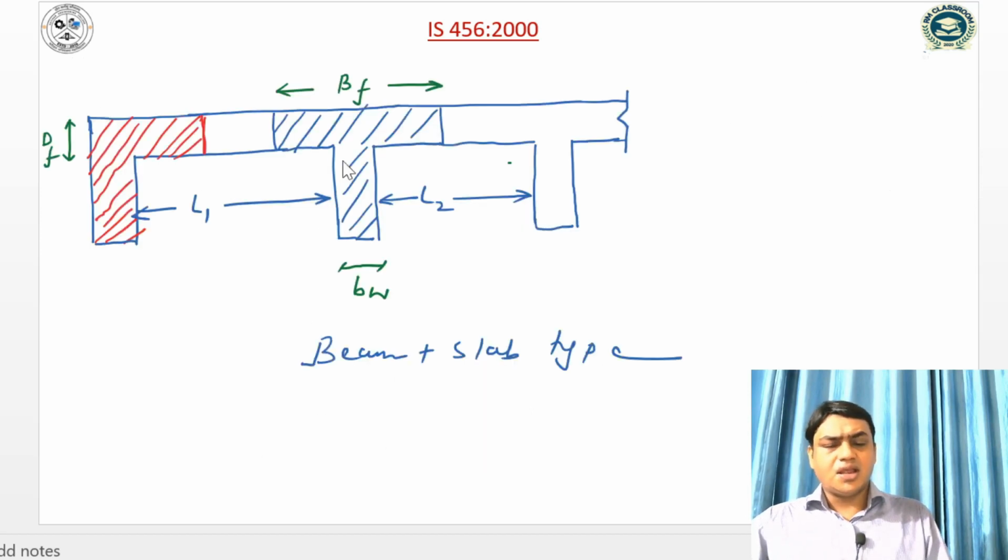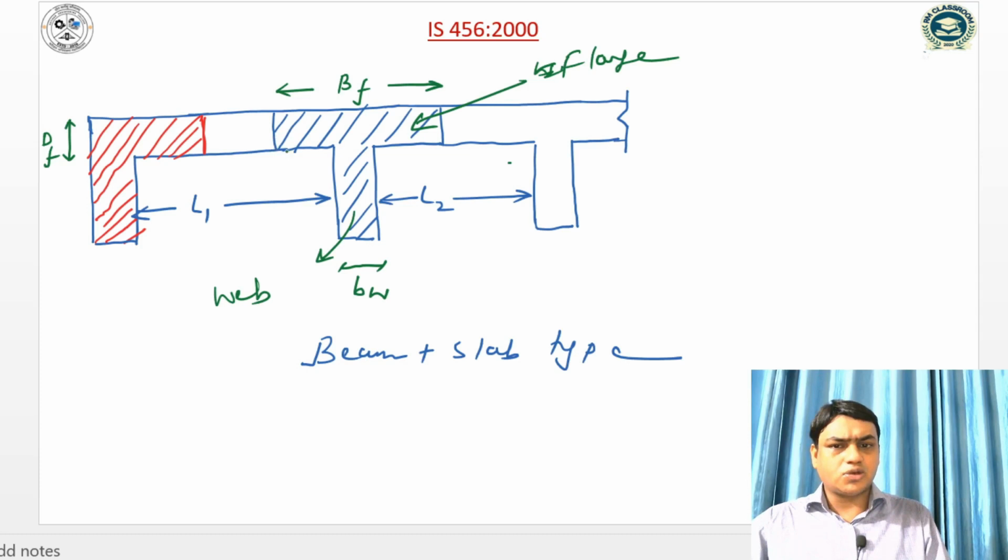So we can see that I have cut the section, and it will look like this. This is the case of beam plus slab type. This is called T beam and this is L beam. This is the adjacent length, L1 and L2 are the adjacent lengths of the beam, and BF is the effective width of the flange. This portion is called flange and this portion is called web. Here BW is the width of web or rib. Web is also called rib, and here DF is the depth of flange or thickness of slab.